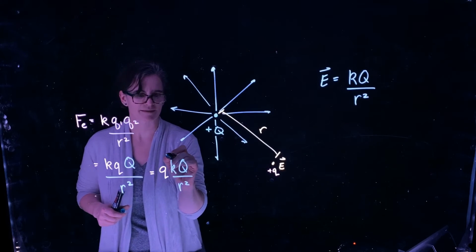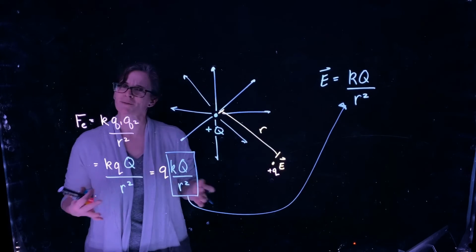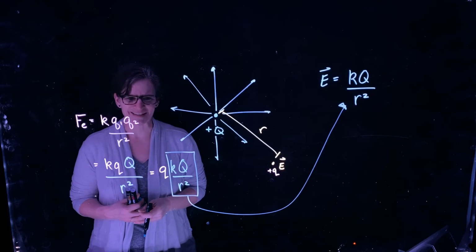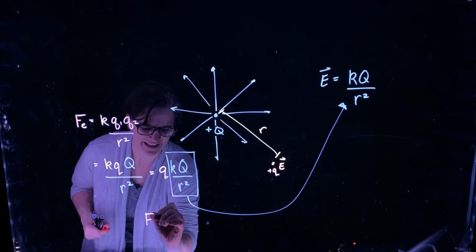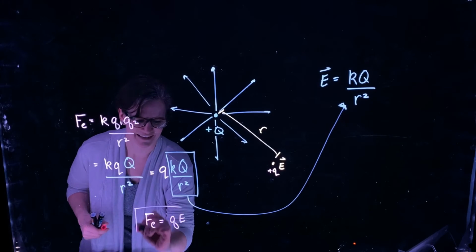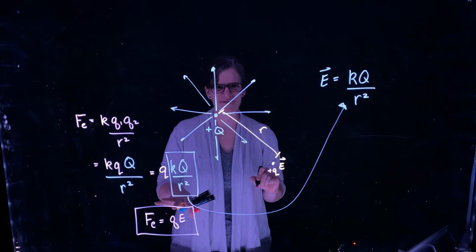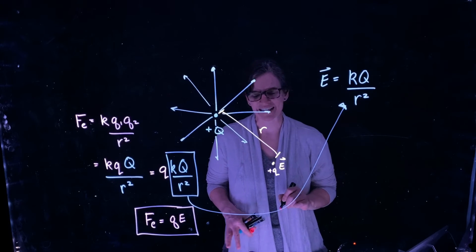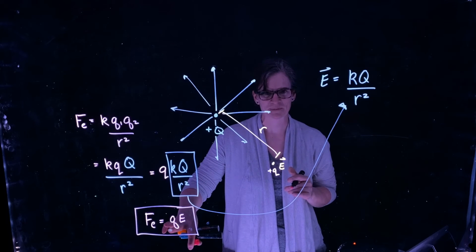And what do I notice? This is the relationship for my electric field produced by charge Q at that location in space. So I can rewrite the electric force due to an electric field as q times the electric field. And that actually is a general equation. So the force a charged particle feels by an electric field is equal to the charge of that particle times the strength of the electric field.